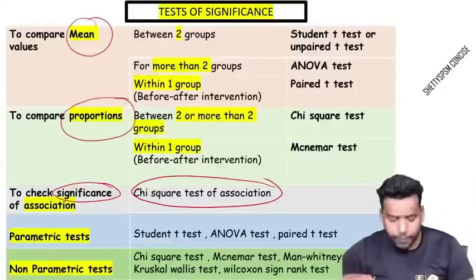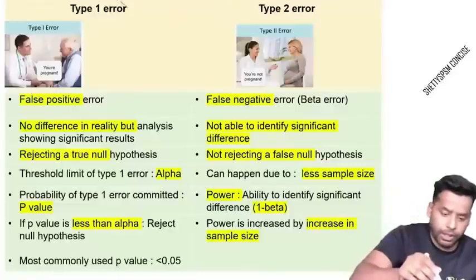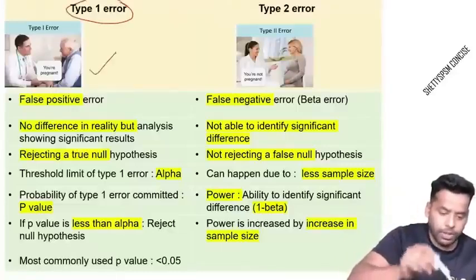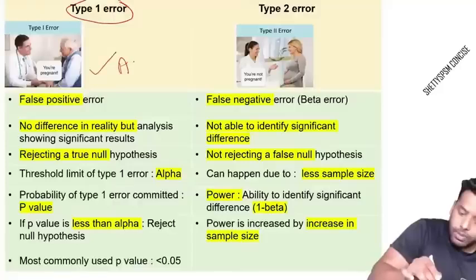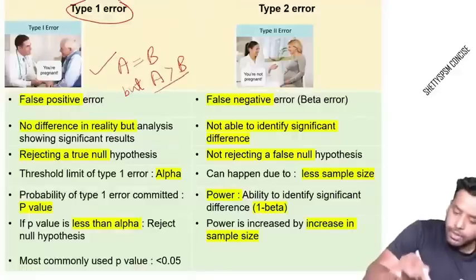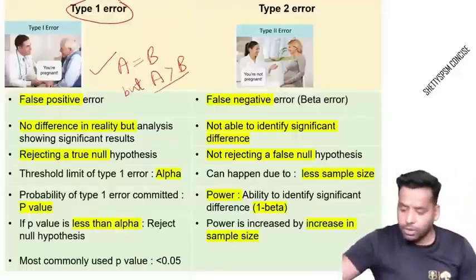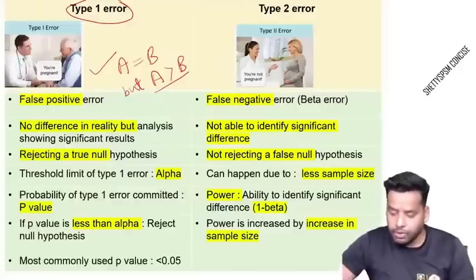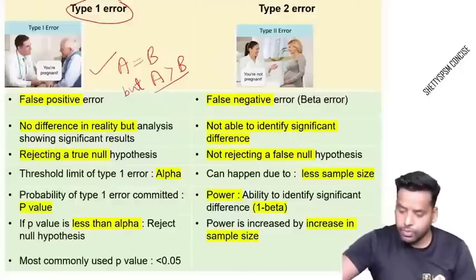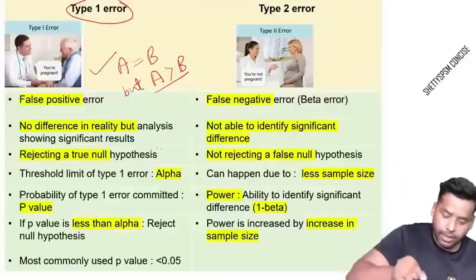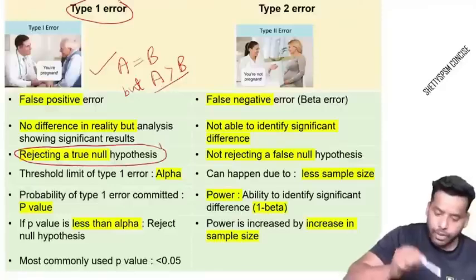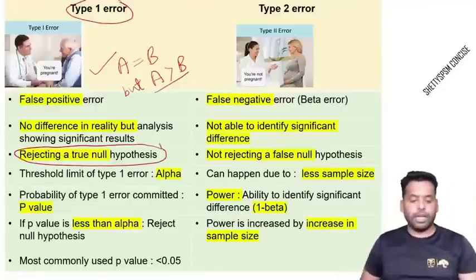Good. See this. Type 1 error means false positive error. For example, I am telling A is equal to B. But in your study you are telling A is better than B. Null hypothesis was true but rejected. What is this error committed called as?